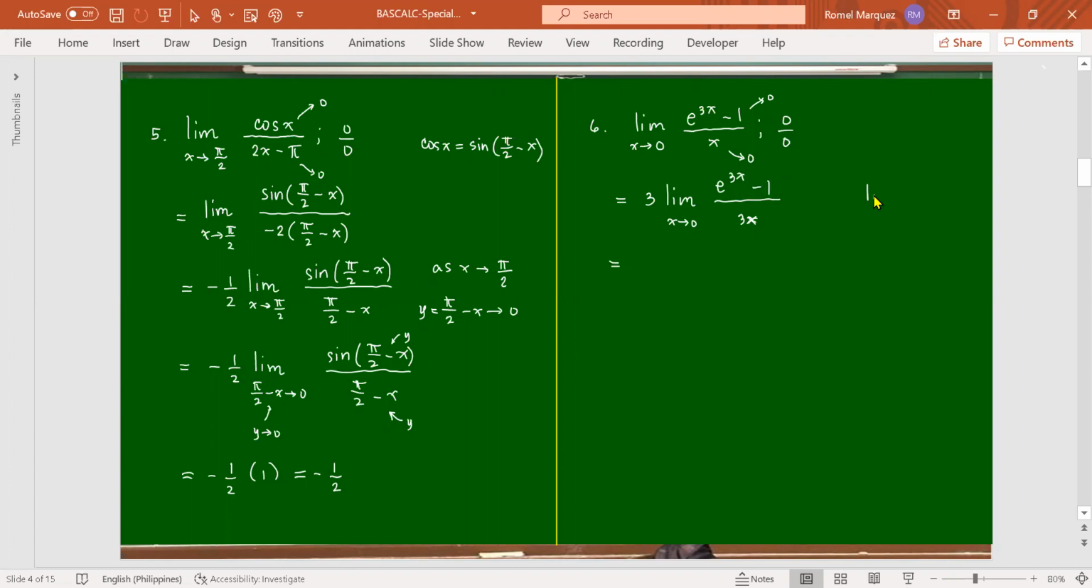Limit of what? So ito, pwede kong gawing 3x to. As x approaches 0, ito naman 3x nag-approach sa 0, no? Kaya I can make it like that. Or simply, e to the bx all over bx as x approaches 0, kasi paras din naman ang behavior niya ng bx approaching 0. Okay, is equal to 1. So this is 3 times 1. Am I correct, guys? Yes. Okay, guys?